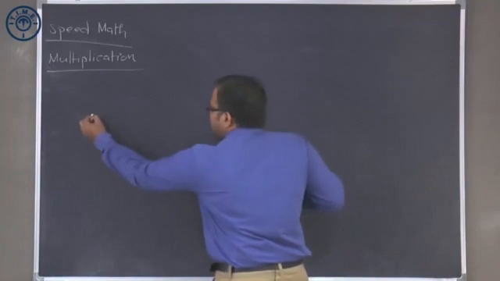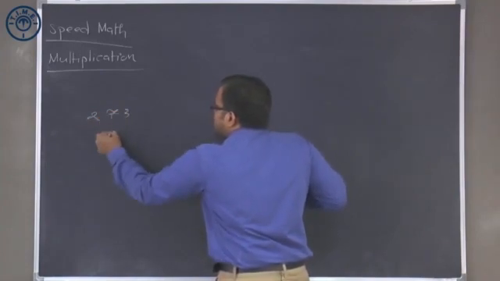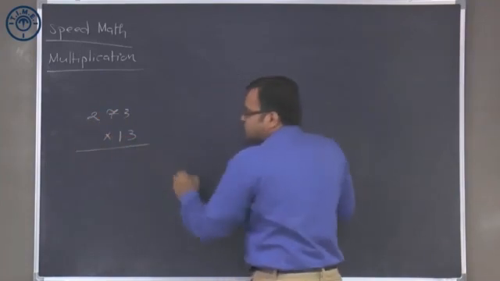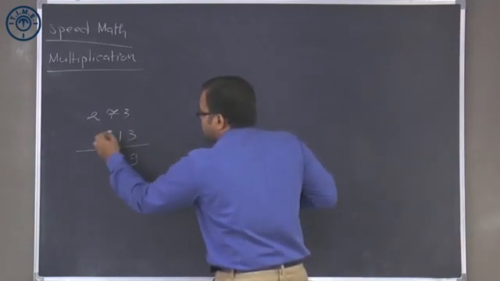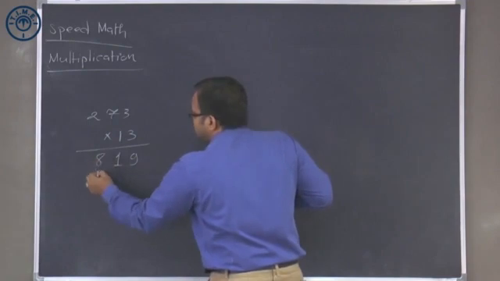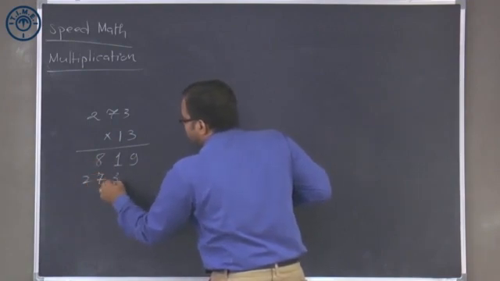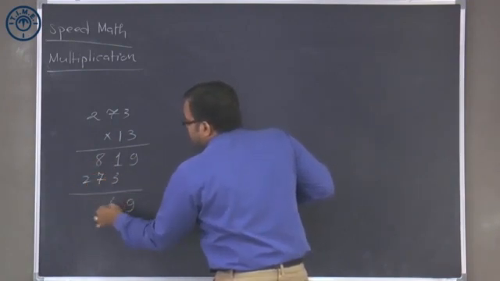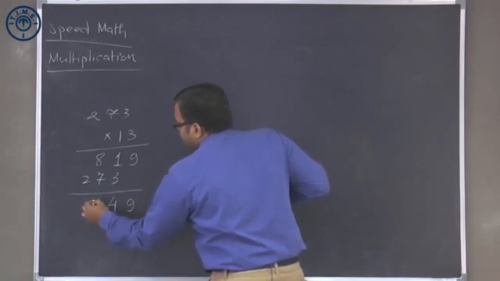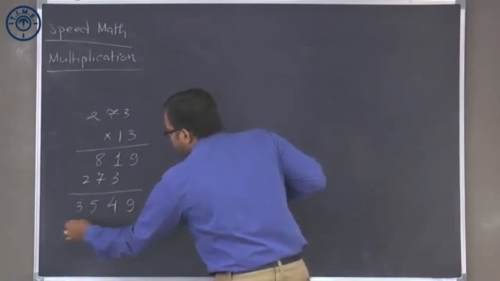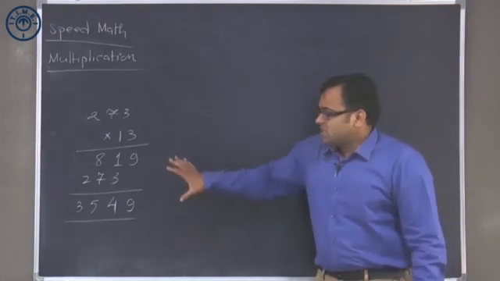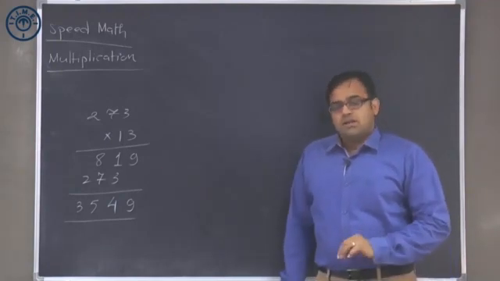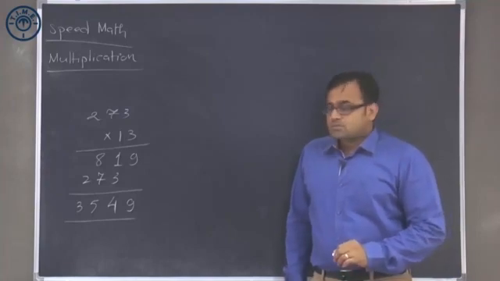So for example, if I have to multiply 273 with 13, I can always do it this way. 3 3s are 9, 3 7s are 21, and 3 2s are 6, 6 plus 2 8, and 273. This total will be 9, 3 plus 1 4, 8 plus 7 15, 2 plus 1 3. So this product will be equal to 3549. This is the standard method of multiplication that we all are aware of.